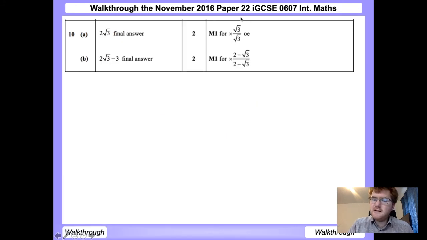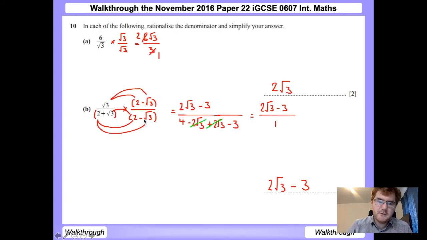1 mark for realizing to do the root 3 over root 3. You can pick up method marks just by showing your thinking. Very, very important. Likewise, as long as you show you're multiplying by 2 minus root 3, you pick up a method mark, which is fantastic. Let's keep going. Let's keep moving on through.